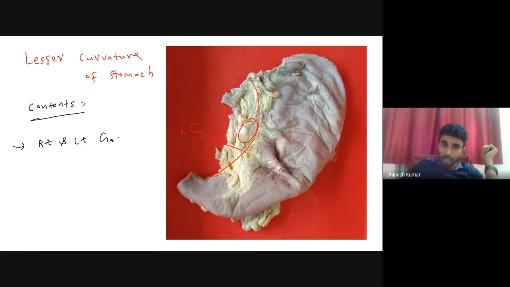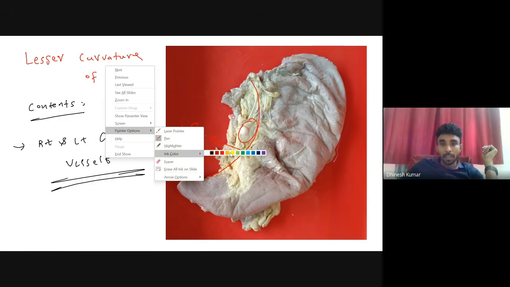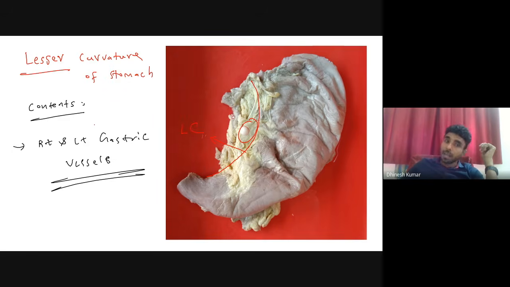Right and left gastric vessels. The contents of the lesser curvature of stomach are right and left gastric vessels. Okay, fine.